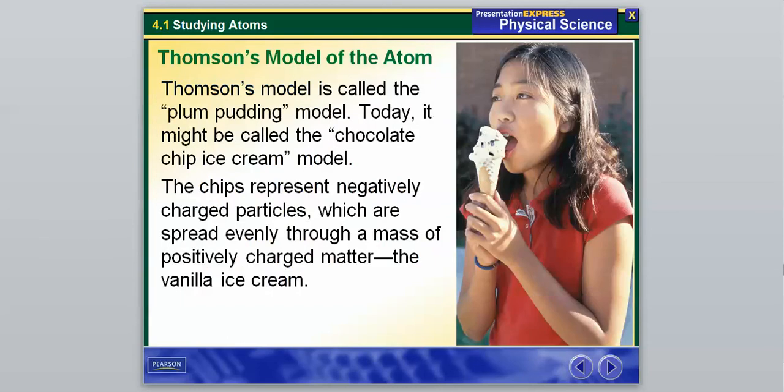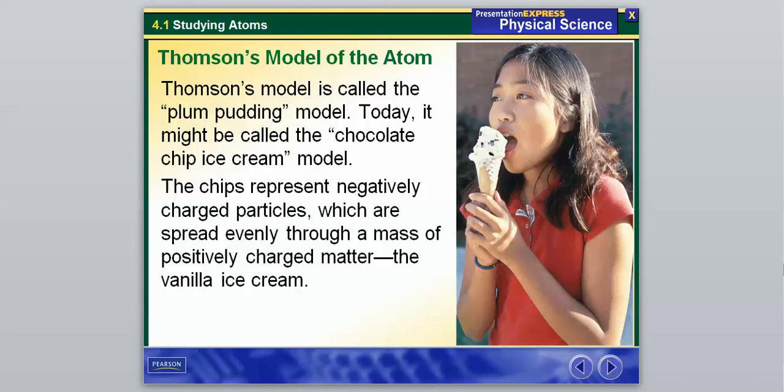And Thomson called this model the plum pudding model, and today it might be called the chocolate chip ice cream model. That might make a little more sense to us, because the chips represent the negatively charged particles, which are spread evenly through a mass of positively charged matter, which is the vanilla ice cream. Plum pudding was something similar, a snack they had back then. The pudding would be the ice cream, and the plums inside the pudding would represent the chocolate chips. But to make a little more sense for us, it's called the chocolate chip ice cream model.